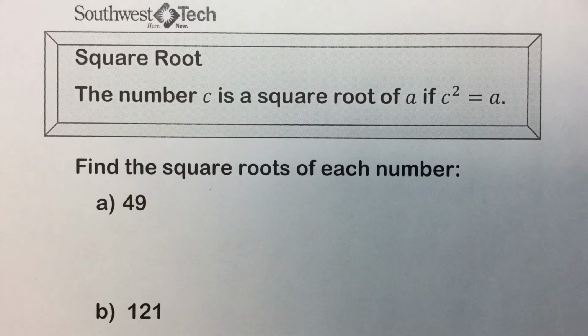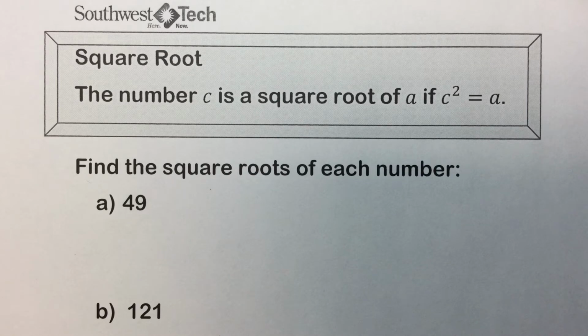The number c is the square root of a if c squared equals a. This is the mathematical definition of square root. To find the square of a number, we multiply that number by itself. When the process is reversed, we say that we are looking for a number's square root.